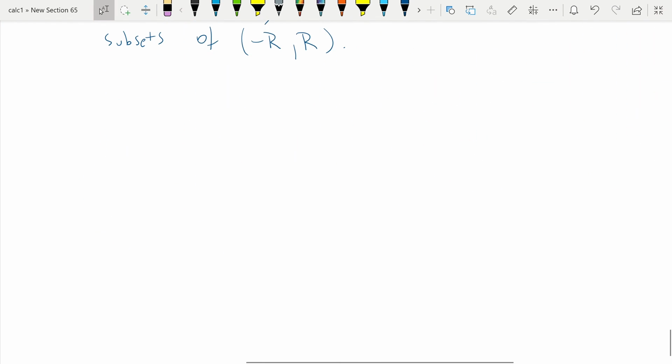So this concludes this part. The next and last topic here will be integration. So Riemann integration, which will come next.